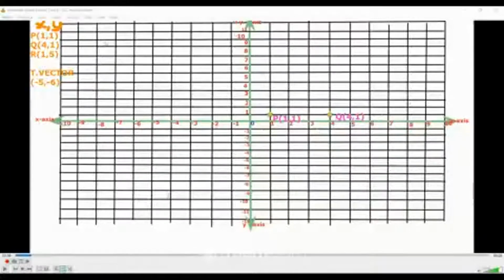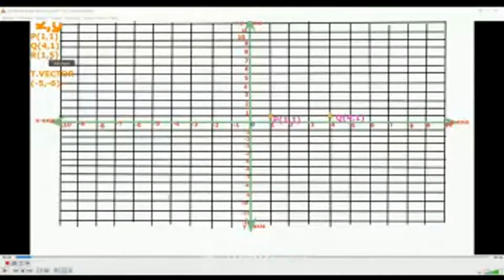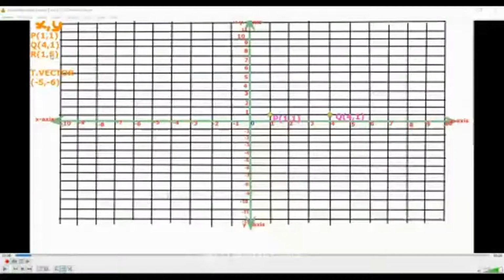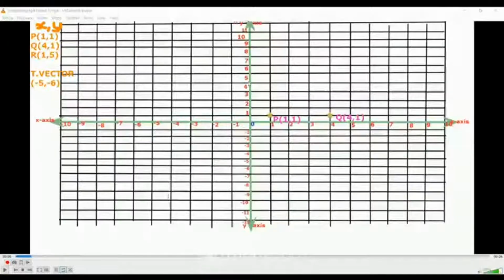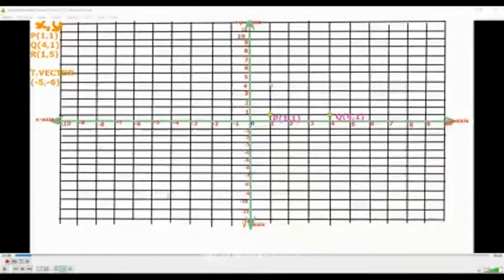And then the point is (1, 5). The point here is 1, which is the +5 on the y axis. So the +1 is here, and then the +5 on that: 1, 2, 3, 4, 5. Okay, so that is positive 1 and 5. Let me label the point here.